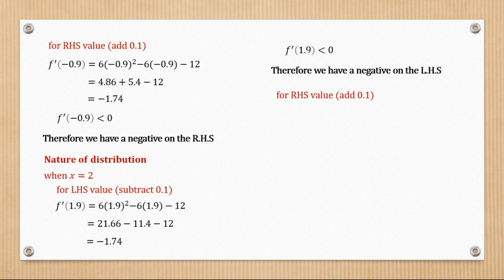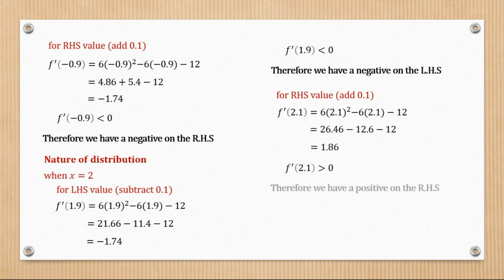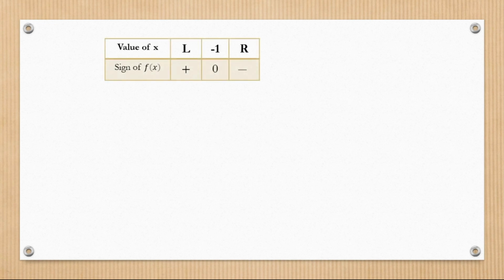Let's look at the right hand side value. On the right hand side, we're going to add 0.1. When I add 0.1 to 2, I'll get 2.1. So when I plug in the values, I'll have 26.46 minus 12.6 minus 12, which shall give me 1.86. Now I can see that this value is greater than 0. So therefore we have a positive on the right hand side of 2. Now that I've found the natures of distribution for both of the x values, I can now put all these in a table.